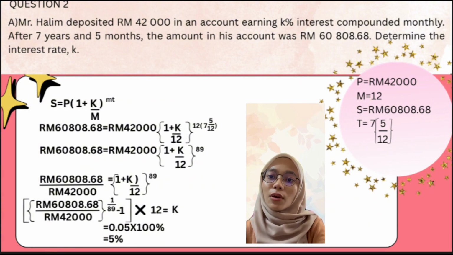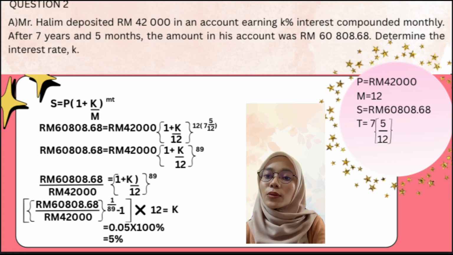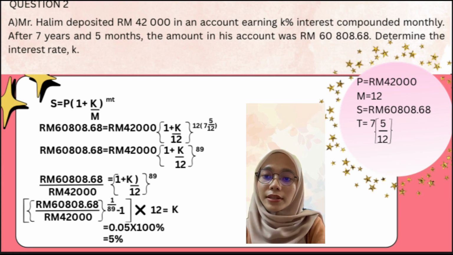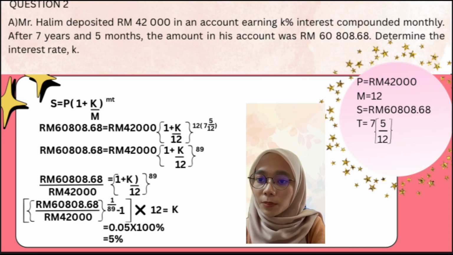In this question, we use the compound amount formula S = P(1 + K/m)^(n x T). 60,808 ringgit 68 cents = 42,000 ringgit (1 + K/12)^(12 x 7 5/12). Move all the things to the left and leave the K alone. So the calculation will be (60,808.68 / 42,000)^(1/89) minus 1, multiplied by 12, equals K. So the answer will be 0.05 multiplied by 100%. So the answer will be 5%.